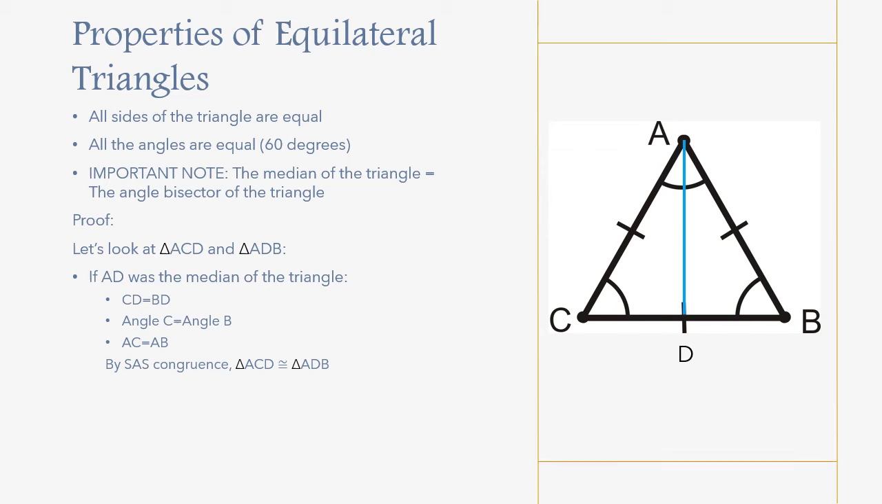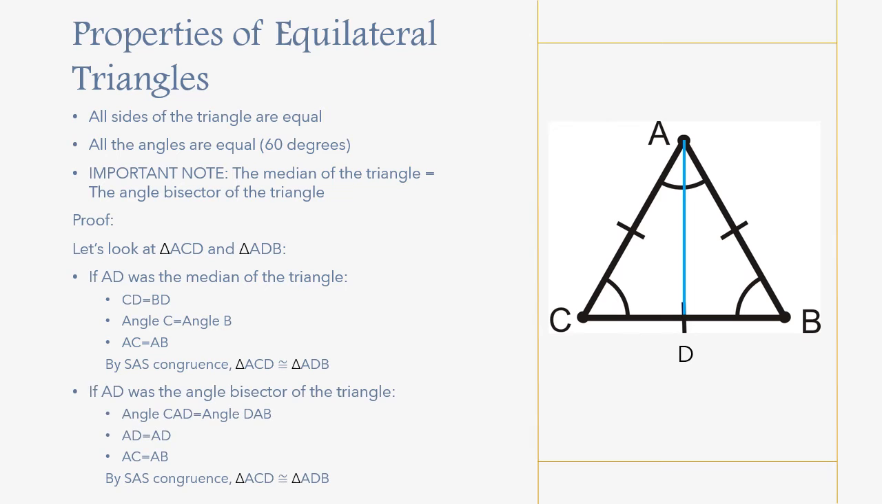So by SAS congruence, triangle ACD is congruent to triangle ADB. Now, if we say that AD was the angle bisector of the triangle, then we know that angle CAD is equal to angle DAB, and we know that AD is equal to AD because they're the same line, and we know that AC is equal to AB because it is given. So again, by SAS congruence, we can say triangle ACD is congruent to triangle ADB.